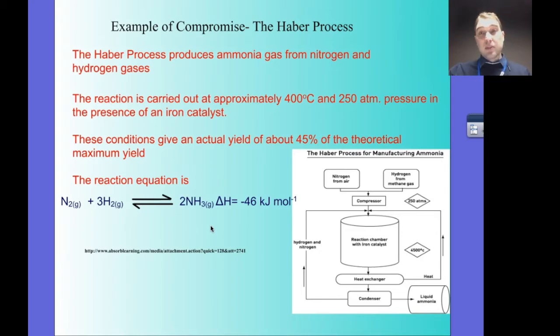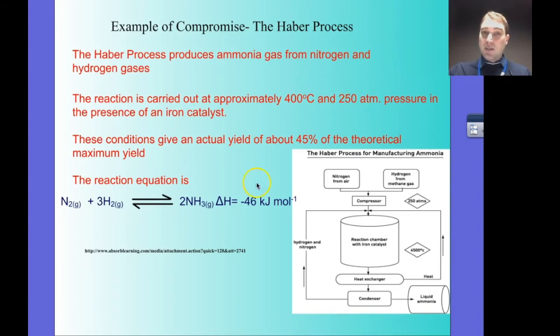But this isn't what happens in the real world. So in the real world, the reaction happens at 400 degrees Celsius and 250 atmospheres of pressure. So a moderate pressure and a moderate temperature. By increasing the temperature, the payoff there is that you get more product in a shorter amount of time, because you have more of those collisions between the molecules and therefore more successful collisions. And again, for reasons that we've talked about before.